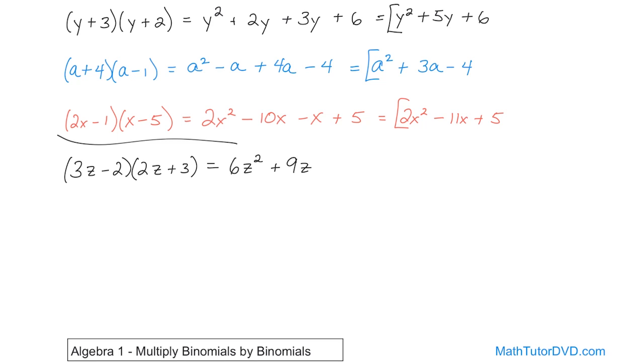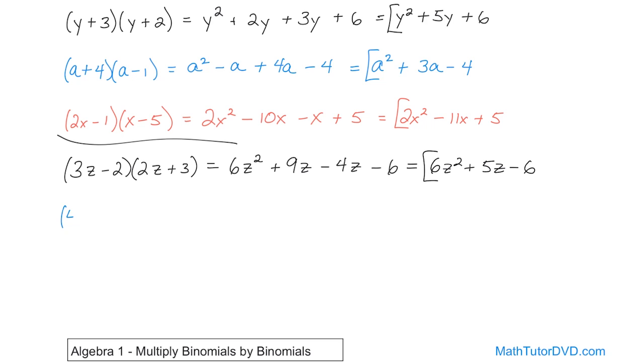And then we have to turn our attention to the negative 2. This is a negative 2 times 2z, which is going to give you negative 4z. And then negative 2 times positive 3 is going to give you negative 6. Now we look for like terms. We have a positive 9 and a negative 4, so we just subtract them. We get 5. So it's going to be 6z squared plus 5z minus 6. That's the final answer. Now we're just going to do one more of these.